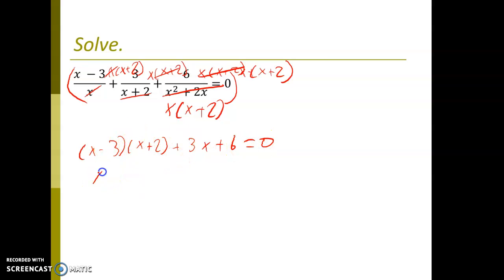Then multiplying all this out, we get x squared, minus 3x plus 2x. We're going to be left with negative x plus, minus 6. That's going to be just plus minus 6 there. Plus 3x plus 6. Negative 6 and 6 cancel each other out. x squared plus negative x plus 3x. That'll give us x squared plus 2x equal to 0.